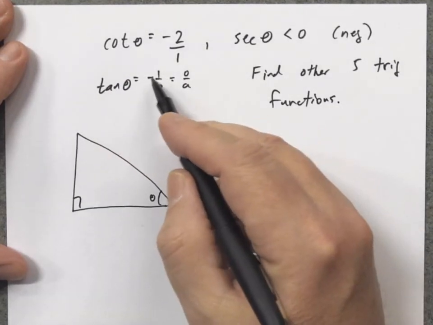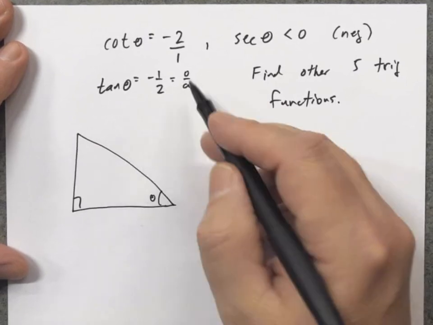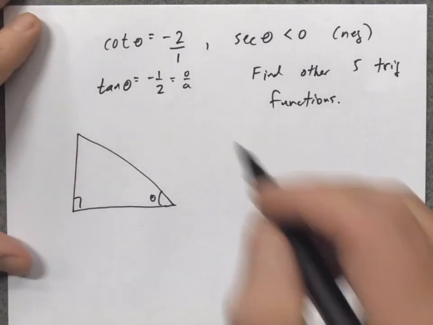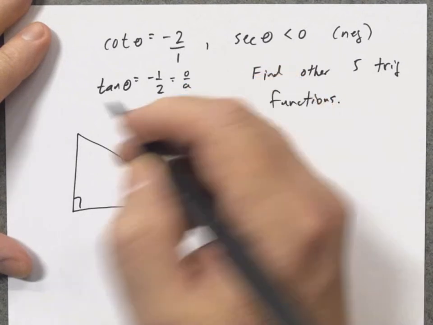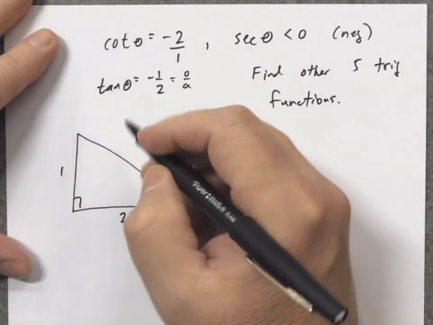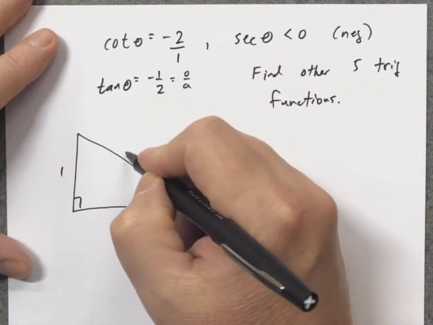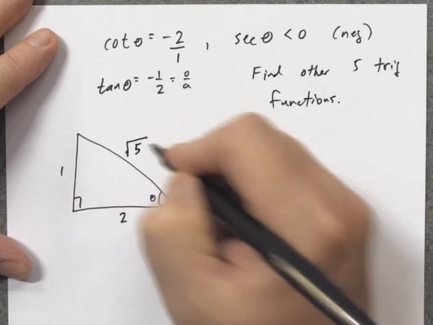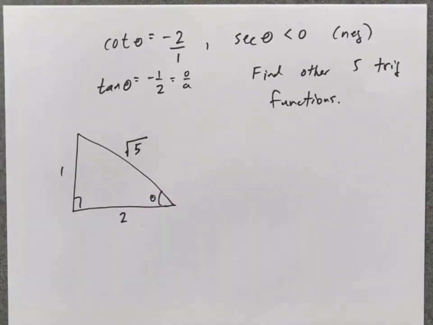Now, just so you know, even though this tangent's negative, when I create my right triangle, I don't worry about having negative numbers, because the lengths of the sides of the triangles are always positive. So in other words, opposite is going to be 1, adjacent 2. Now I'm at the point where I've done Pythagoras enough that, if you work it out, that hypotenuse should be square root of 5.